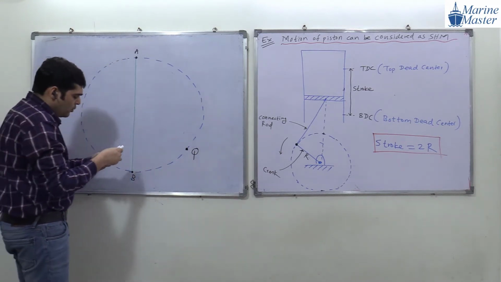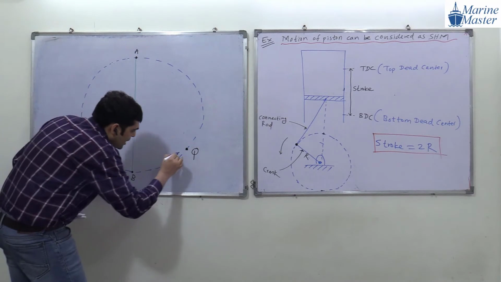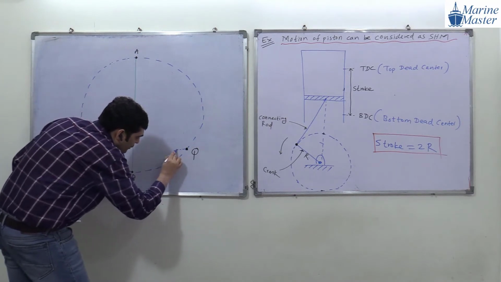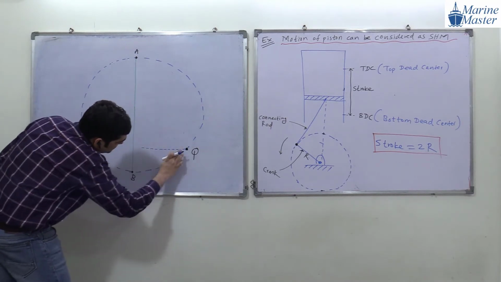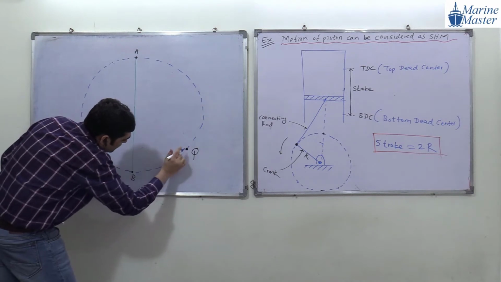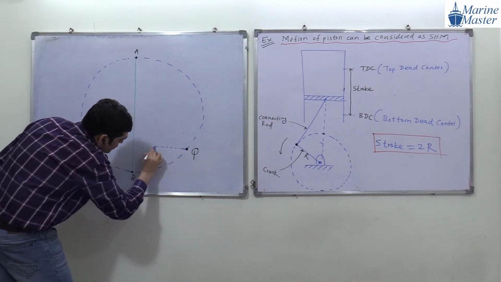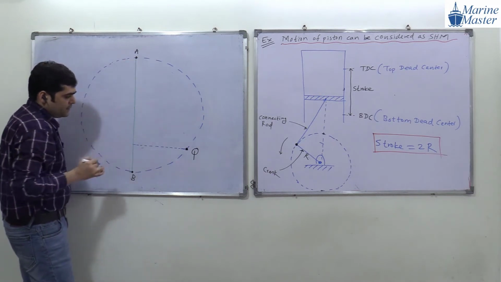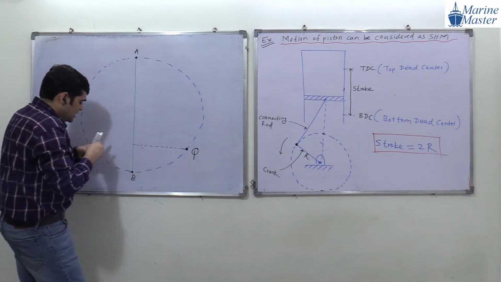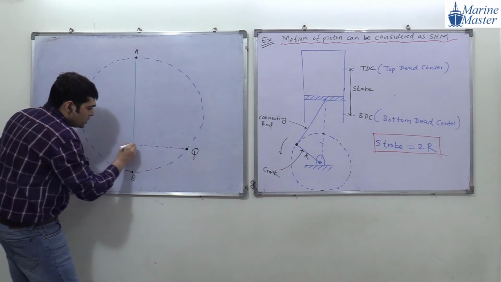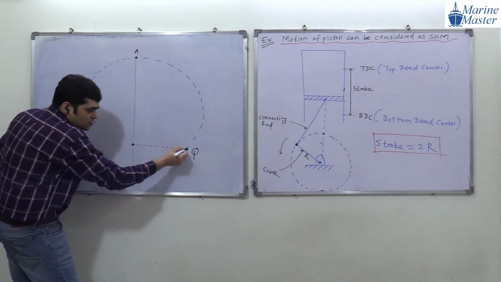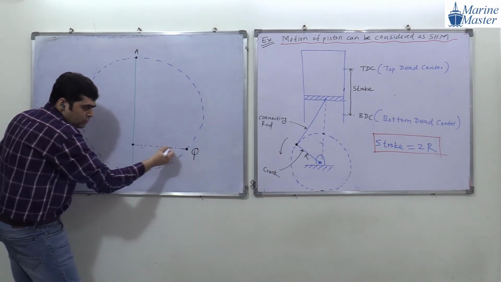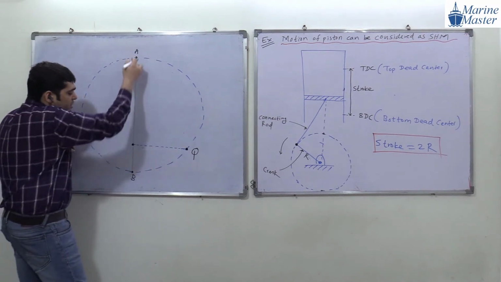Here from this point Q, we are going to draw one horizontal line on this diameter AB. This line is visible to everyone. And this point is the projection of point Q on the diameter AB.